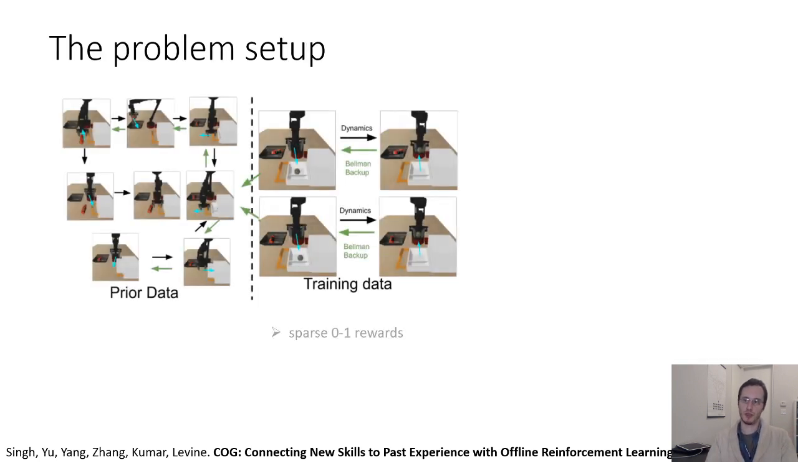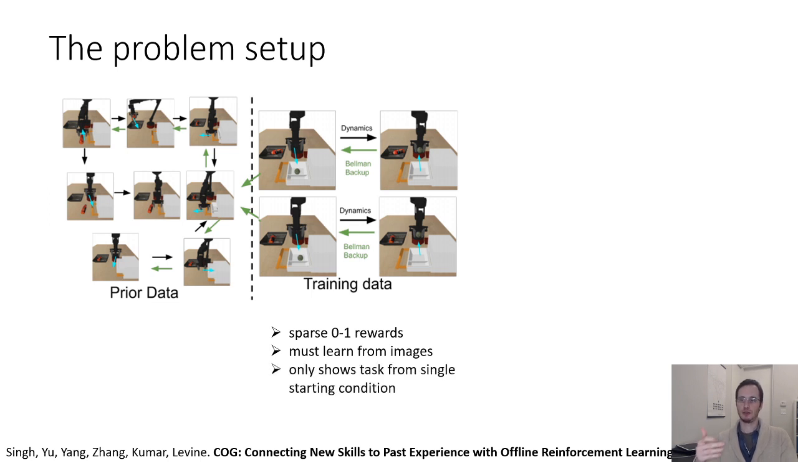The setup is that our task has a 0-1 reward, meaning the reward is 0 unless you perform the task successfully, at which point you get a 1 at the end. You have to learn the task entirely from raw image observations, and we're going to actually be testing it on real robots later too. And you only see the final task that you want to learn from a single starting condition, in this case, just the open drawer.